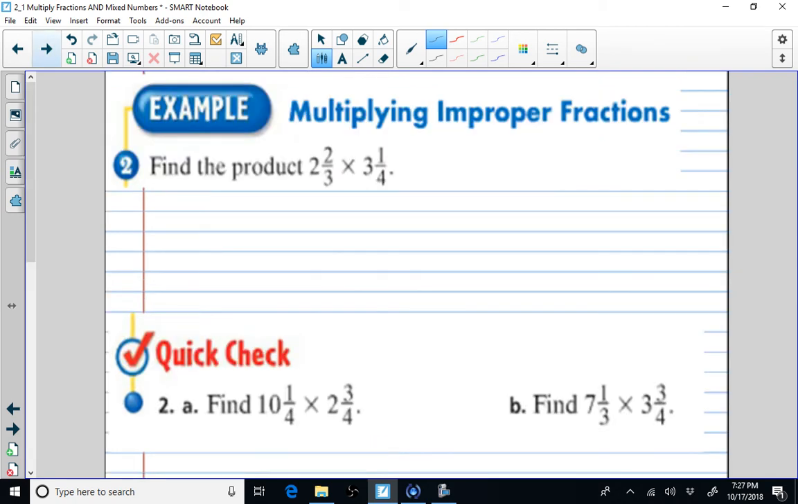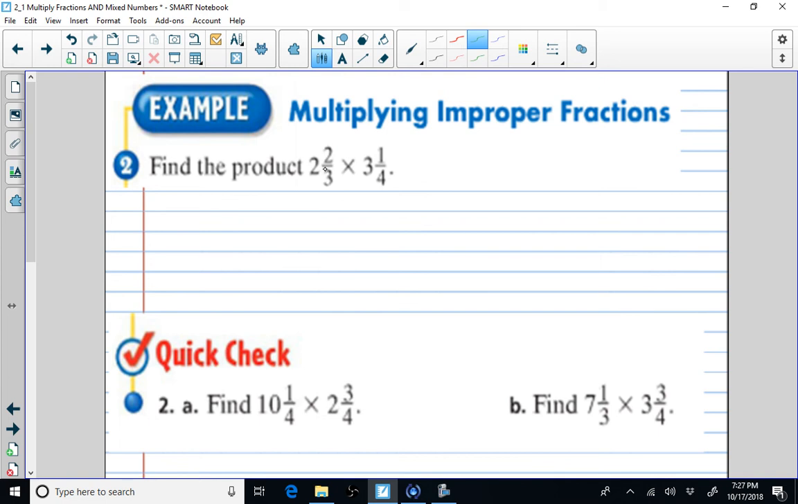Okay. We're going to finish up multiplying a mixed number times a mixed number. If we look at our first example, it asks us to find the product of 2 2/3 times 3 1/4. Our first step, we want to write all mixed numbers as improper fractions.